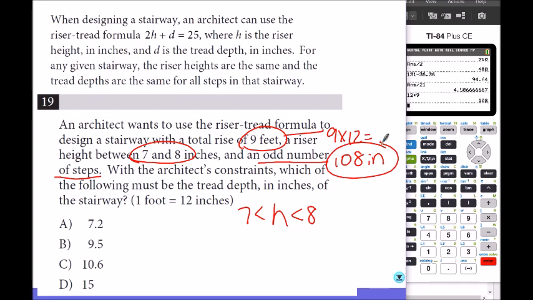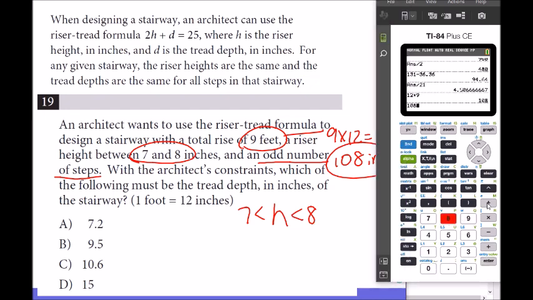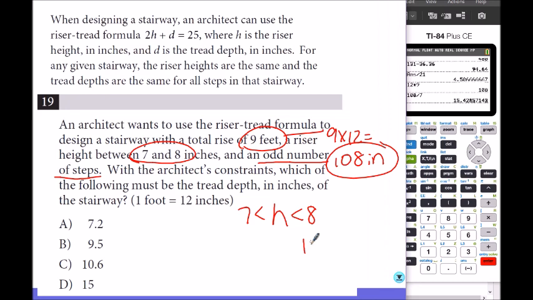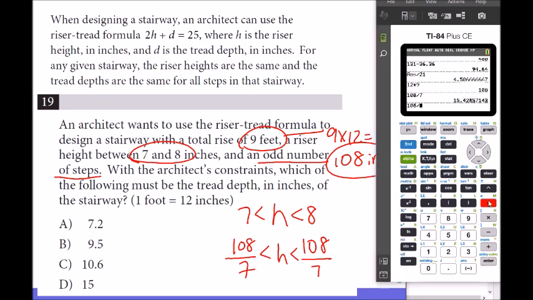So what would you do? So there are 108 inches, so you have to divide by 7 or 8 to get the number of steps. So what is 108 divided by 7? If you divide by less height, you get more steps, right? So we'll go here. 108 divided by 7, and 108 divided by now 8, right?